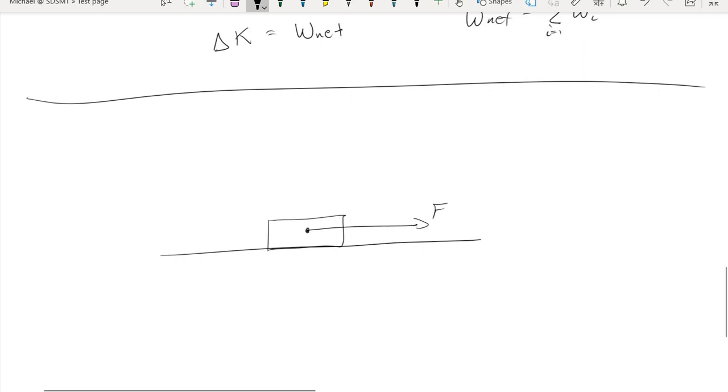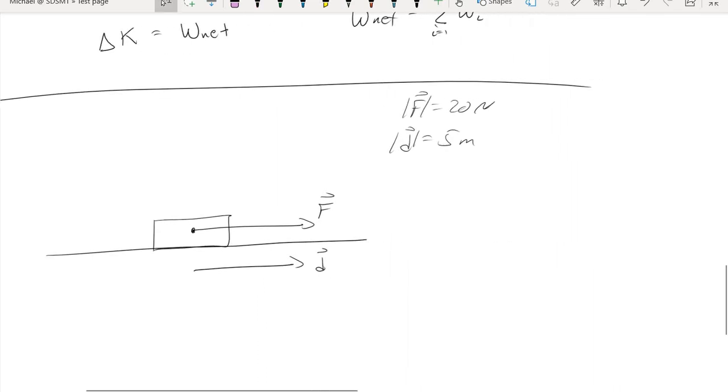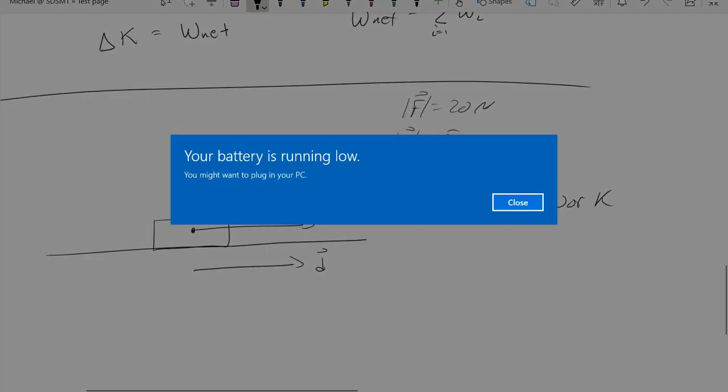If I take a force of magnitude 20 newtons, and we apply that force as this mass displaces over 5 meters, well, this is our definition for work so far. It is not the correct definition.